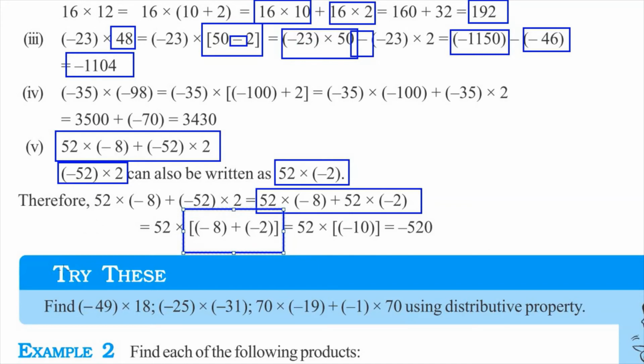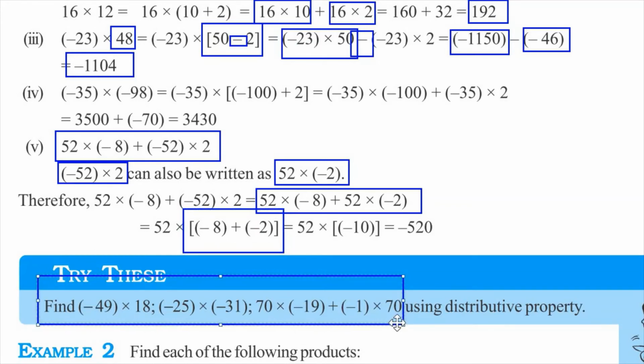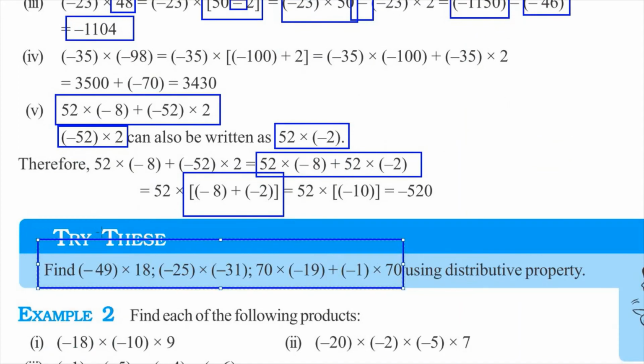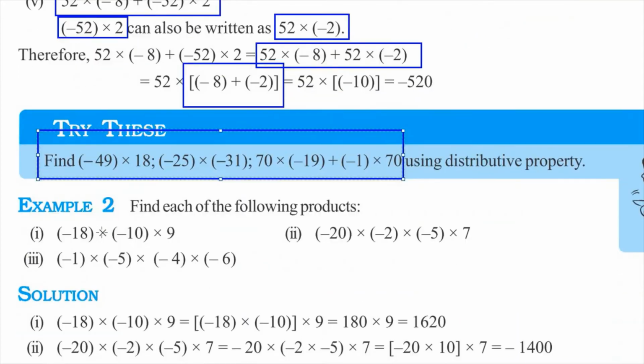Okay. So this is another way through which our multiplication can be made easier by the use of the distributive property. So here we have different problems which we can try and make easy using distributive property. You can try these one by one. They're exactly the same as the solved examples shown above.